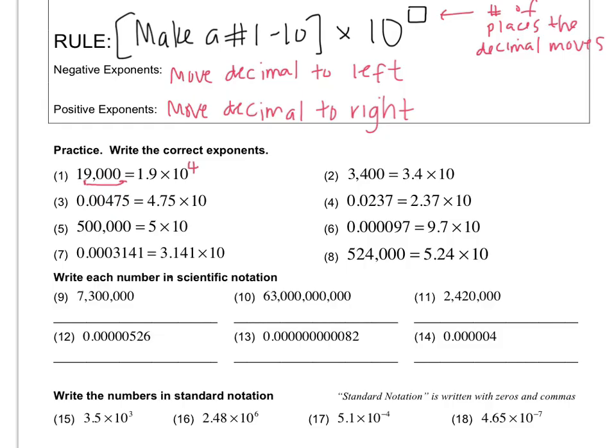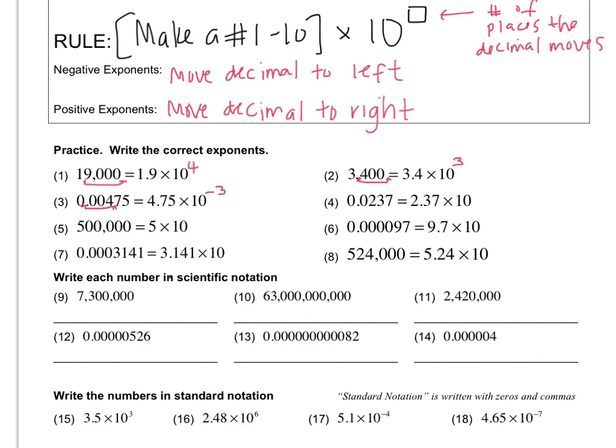Let's look at number 2. They put the decimal right here between the 3 and the 4 because that's where it belongs to make a number between 1 and 10. The decimal moved 3 to the right, so that's an exponent of 3. Now let's look at going the other way. I have the decimal point here between the 4 and the 7, because that's where it would be to make a number between 1 and 10. Now the decimal moved 3 to the left, so that's a negative 3 exponent.